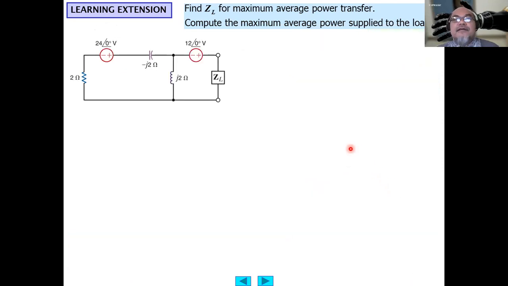Okay, then the last example here, I think, for this maximum average power transfer. We have here another ZL connected to two independent voltage sources, 24 and 12 volt also, with three passive components. Again, using the same formula, the optimum ZL should be the conjugate of the ZTH.